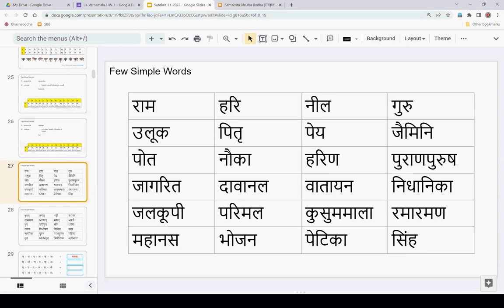Okay. Let's go again. First line. Rama, Hari, Neela, Guru. Uttamam. Raghu Mahode. Uluka. Pitru, Peya, Jaimini. Next one. I will skip at the moment. Vijayanti. Third one, okay. Potha, Nauka, Harina, Purana Purusha.